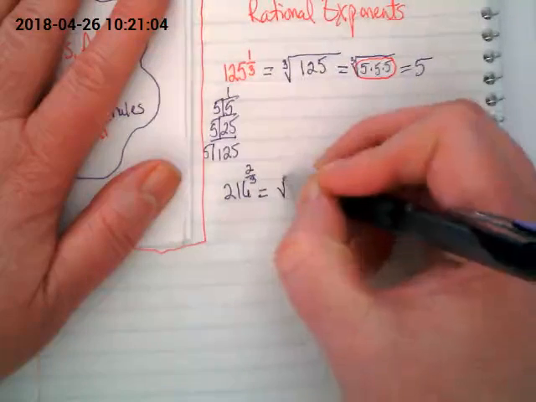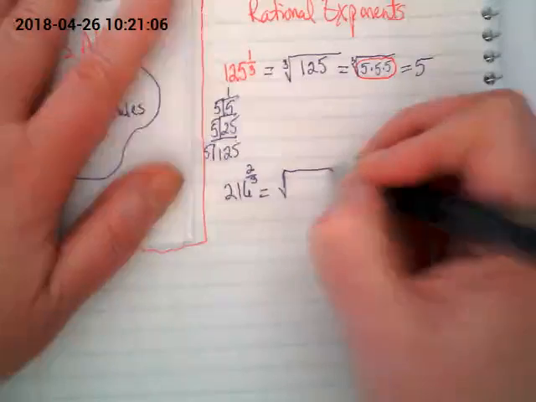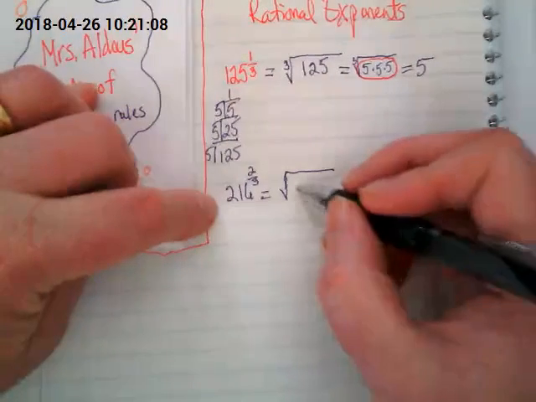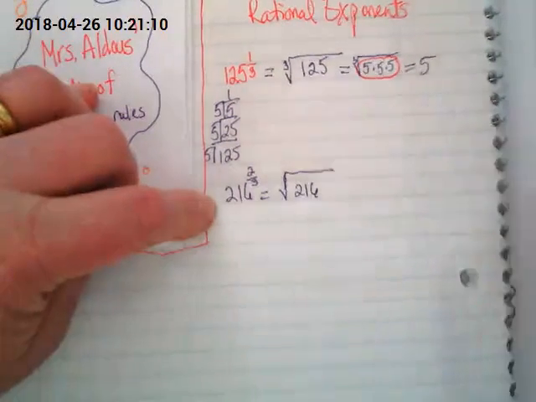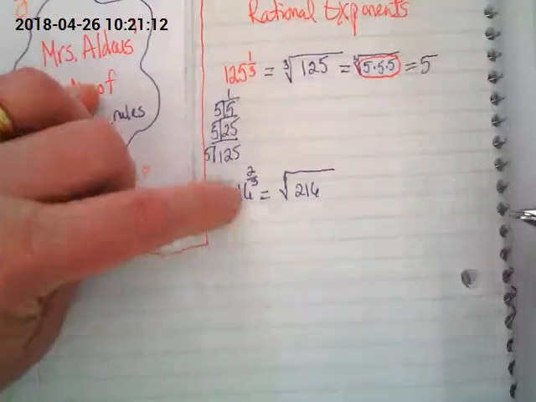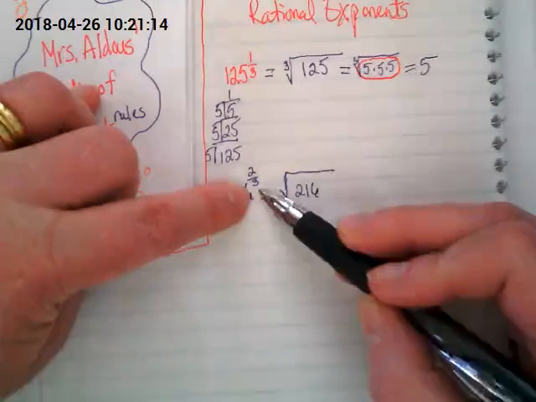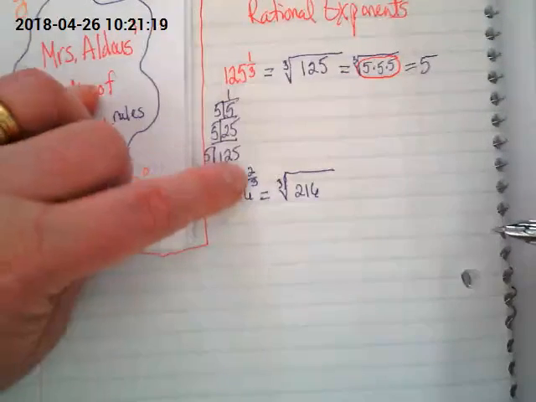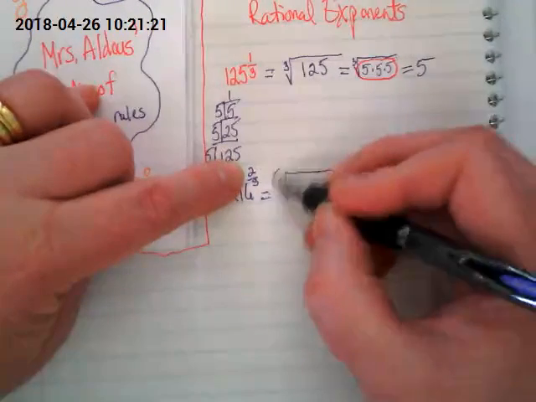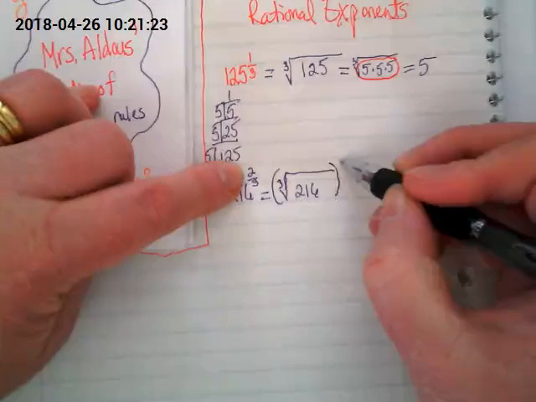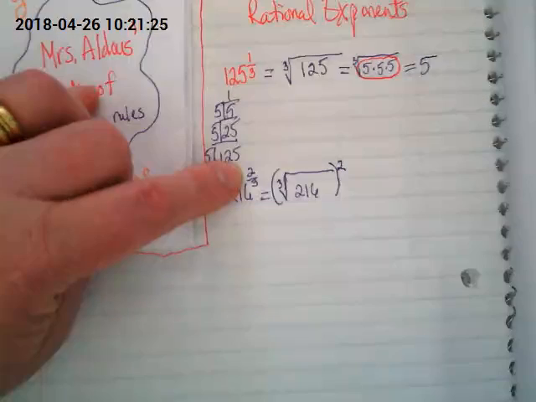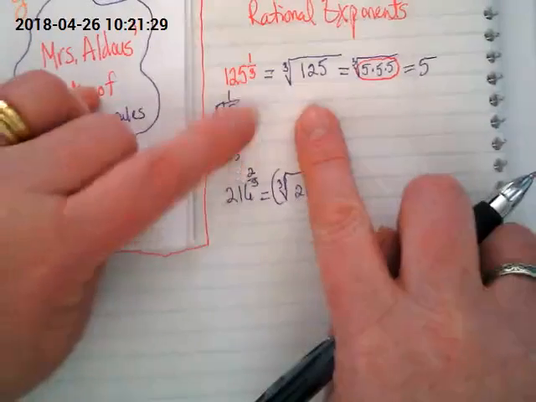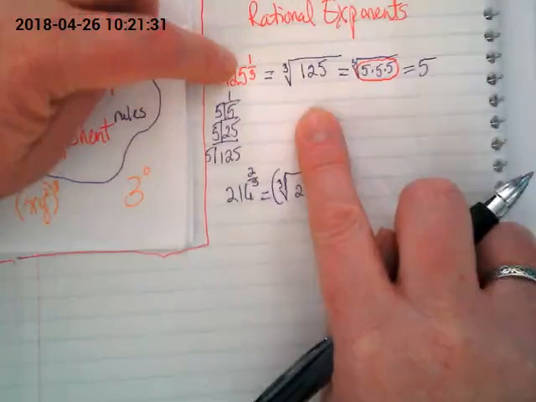We're going to set up a radical again. The base from this exponent is 216, so it goes inside the radical as the radicand. We're still going to take the 3 here and make it the index. And with this 2, we're going to surround this with parentheses and make the whole thing squared. We didn't have to do it up here because this is a 1.